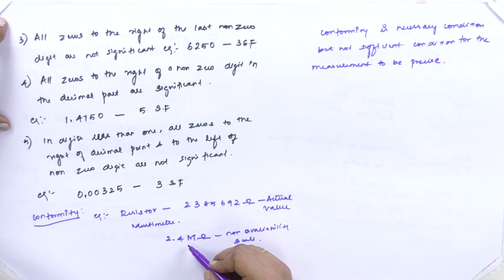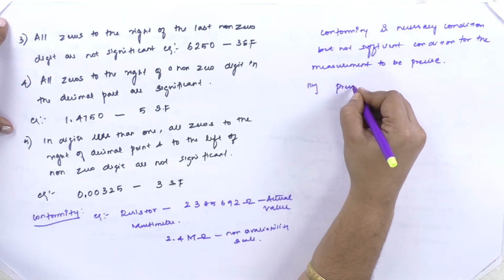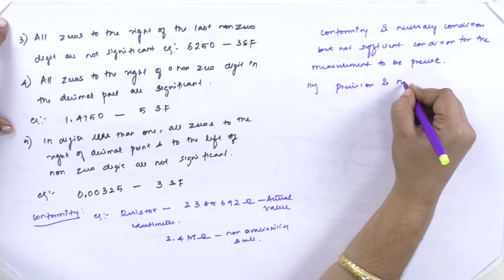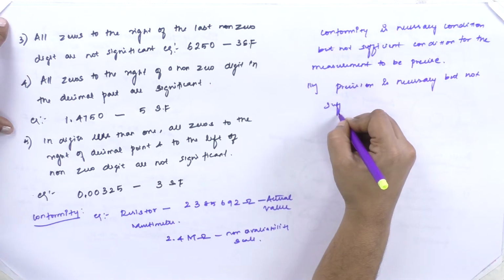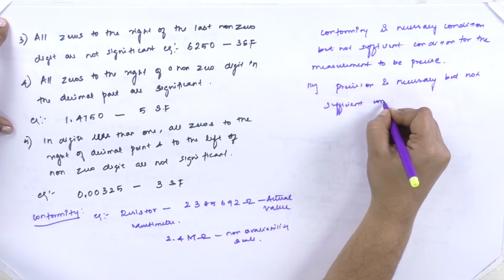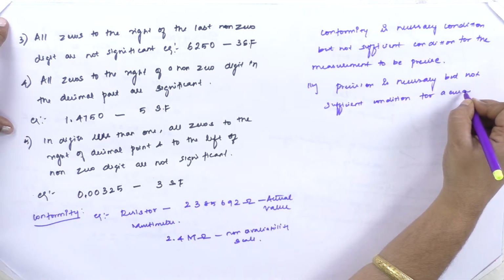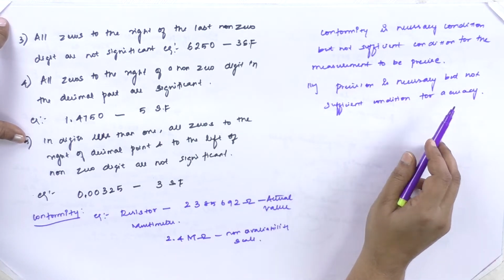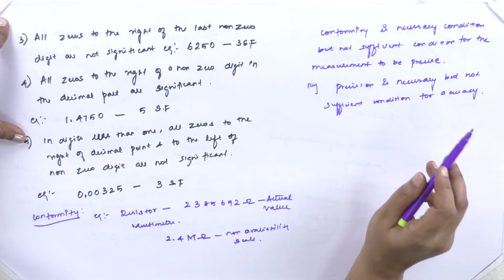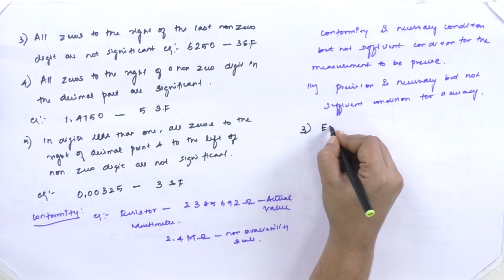So for the measurement to be precise, conformity is a necessary condition but not a sufficient condition. Similarly, we can say that precision is a necessary but not sufficient condition for accuracy. So we can say that an accurate system should be precise, but a precise system need not be accurate. This is the third static characteristic, which is error.